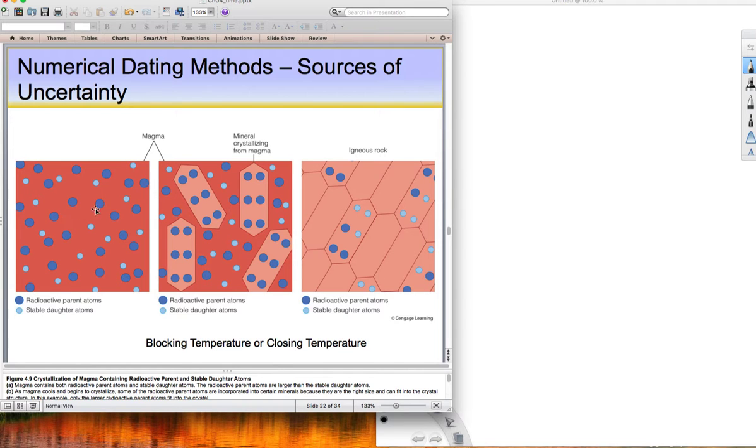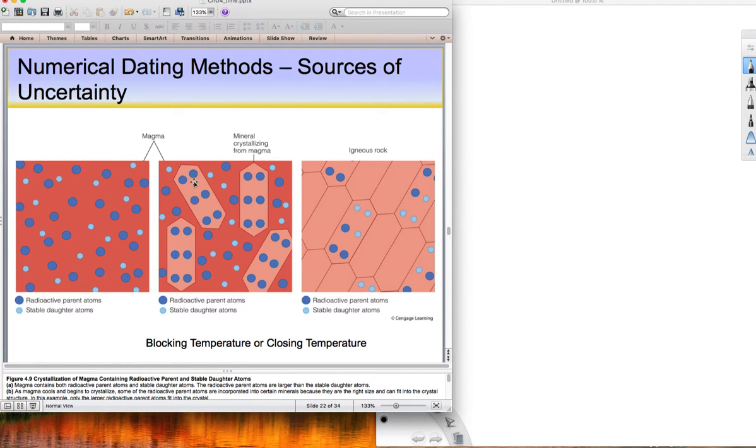And as the magma cools, crystals begin to form. In this case, it looks like these are zircon crystals. One thing is that zircon will prefer uranium over lead. So if there's any lead, usually it will not go into the uranium crystal. And so only parent atoms go into this uranium crystal.